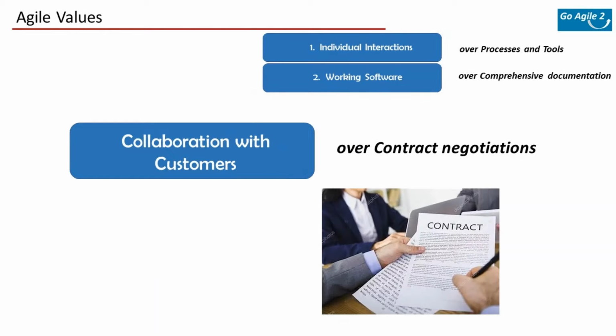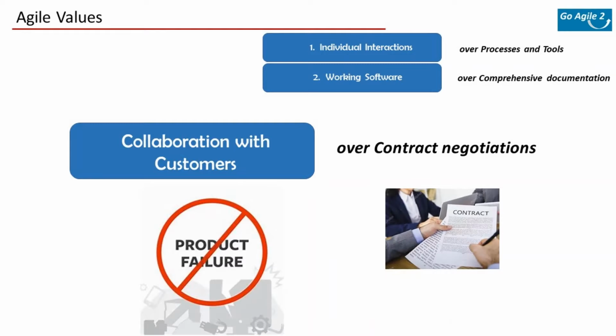Next is collaboration with customers. In the waterfall model, you sign the contract, agree to certain terms, then till the end, you don't even discuss much with the customer. Customers are involved only at the beginning of the project and at the end. You can imagine the number of issues.